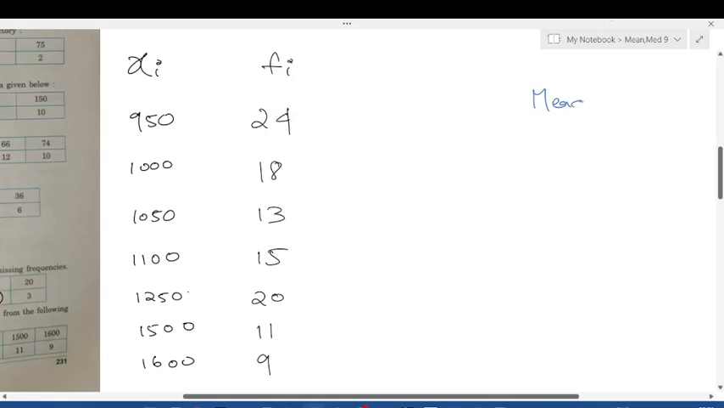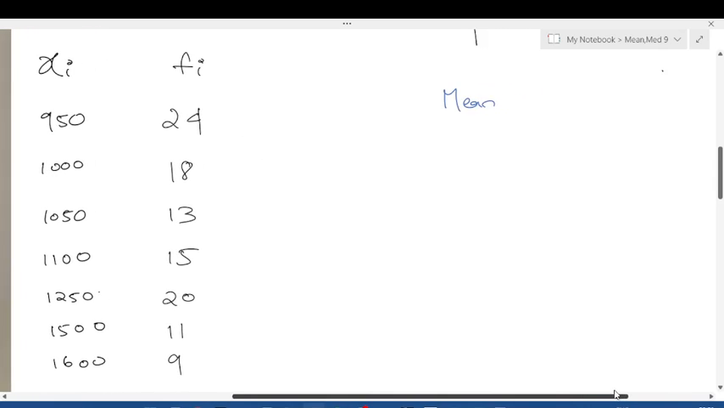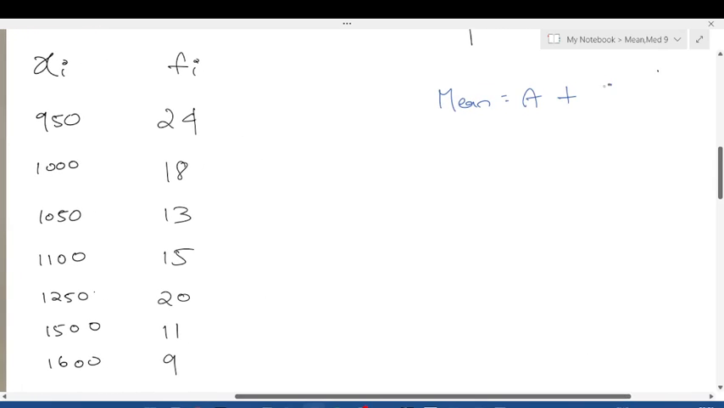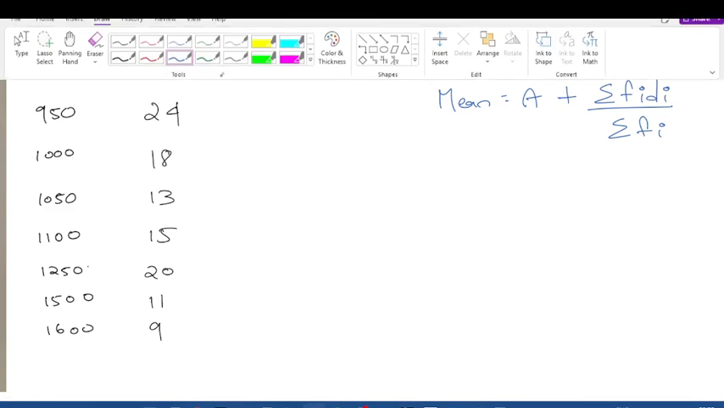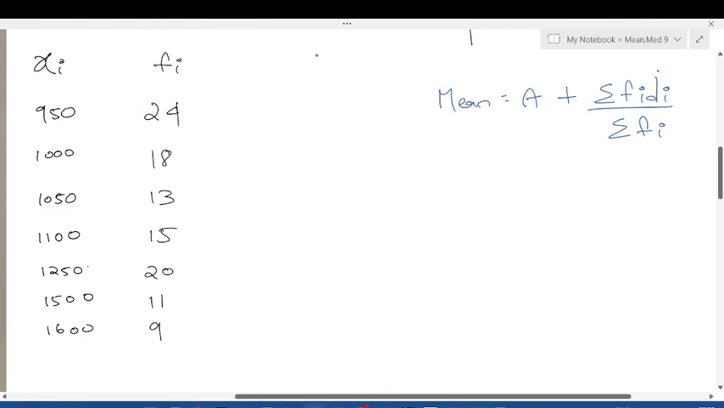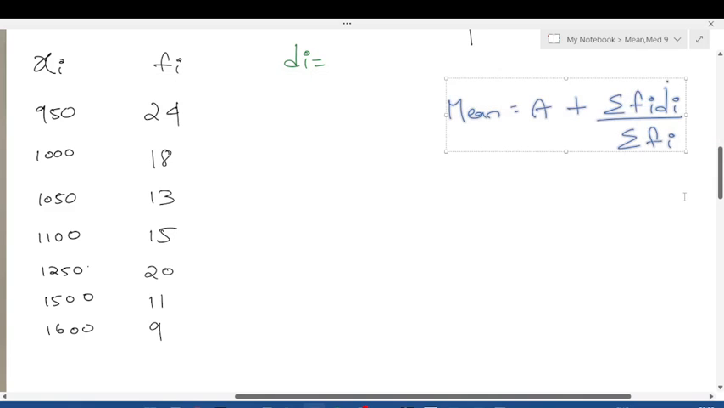What is mean? Assumed mean method. A plus summation of fi di over summation of fi, right? Here we have xi and fi columns. What is missing here, students? Di. We need to create di. What is the di formula I had given? Xi minus A, right?